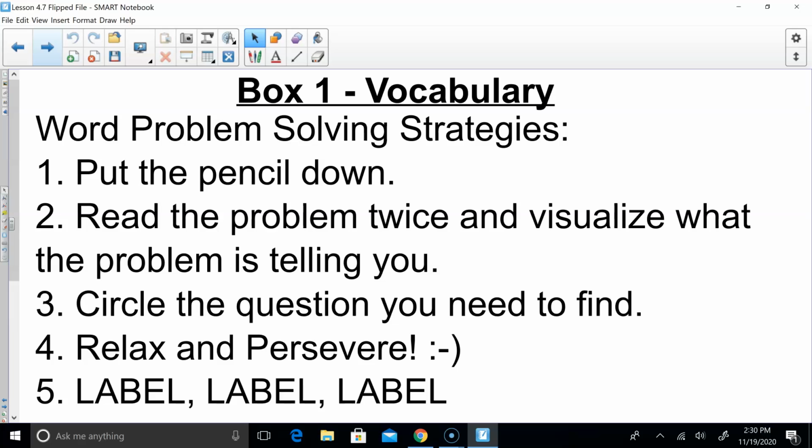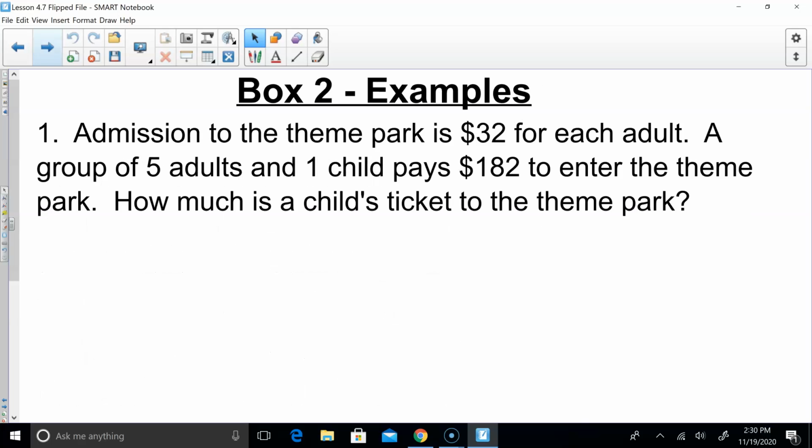So remember our strategy with word problems. You don't have to write this down because you've heard this many times in different parts, but it's good to see it all again as a good reminder. One, we need to make sure we put the pencil down. We want to read the problem twice and visualize what the problem is telling you. We want to circle the question you need to find, and then relax and persevere. And then when you're all done, label, label, label. So with those strategies and those skills, let's tackle some word problems today.